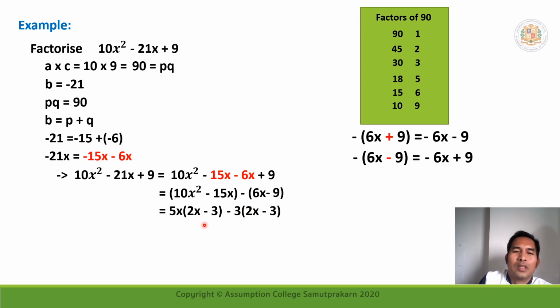Now we have here common factors. So we have 2x minus 3 and 2x minus 3. So that is the factor. And 5x minus 3. So we have here 5x minus 3 and 2x minus 3. So that is the factor of 10x squared minus 21x plus 9. Okay, do you understand?